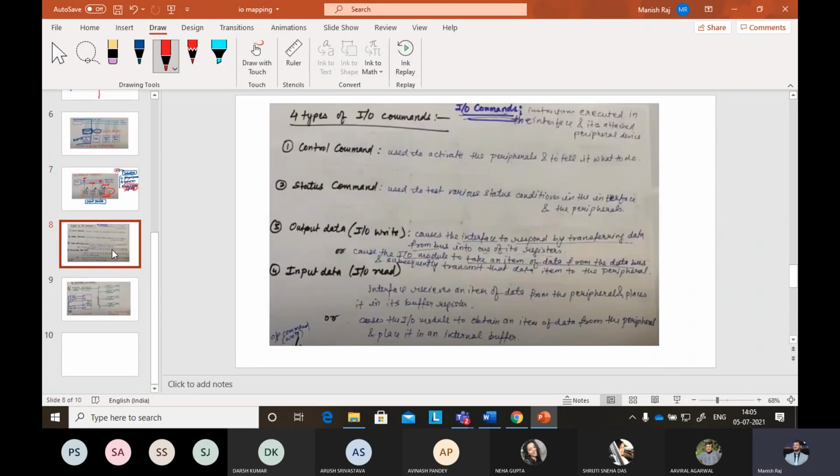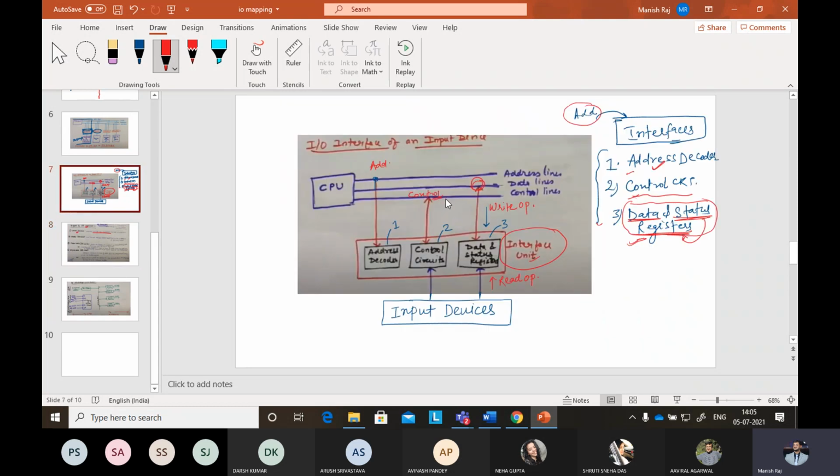So now I am telling you. Here you can see there are four types of command in the IO command. The first is the control command, used to activate the peripherals and tell them what to do. I have already told you, the control signal will tell you first.